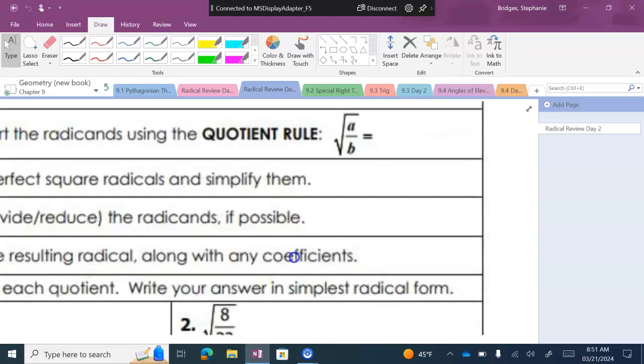And what I mean by that is if you look here on your notes, it has the square root of some fraction a over b. What we're going to do is just take the square root of a over the square root of b. So we're going to split it up and take the square root of both the numerator and the denominator.